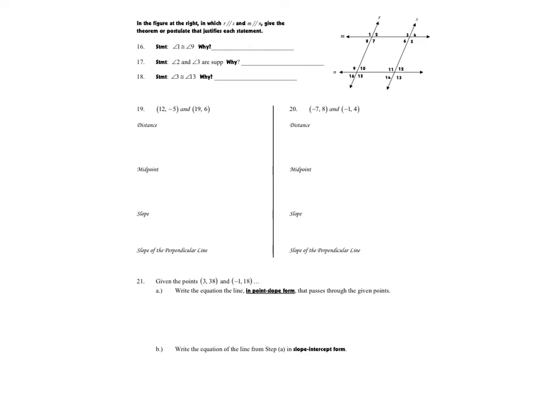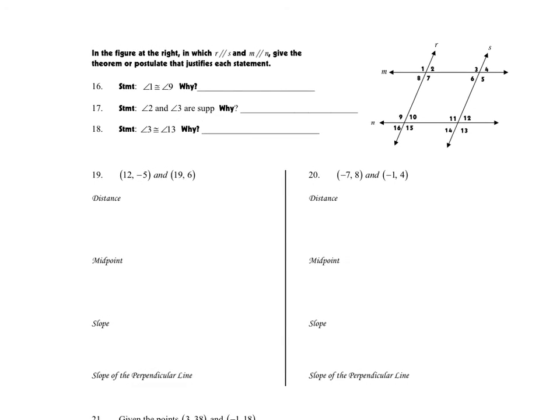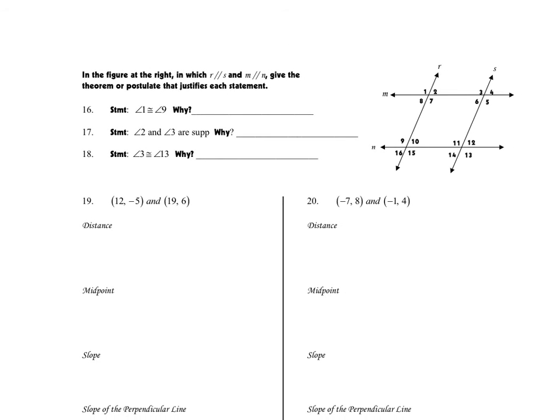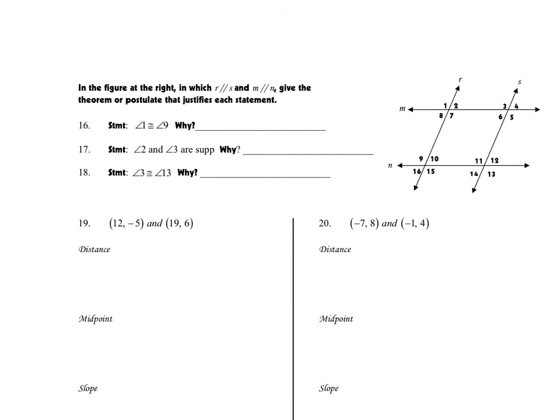Let's move along to 16, 17, and 18. All right, so if we look at that, it tells us that in the figure, we have two sets of parallel lines. We have that line R is parallel to S, so we have this line parallel to this line, and we also have M parallel to N. We're given a statement and we want to come up with a reason why. So let's look at where our first piece of information is located.